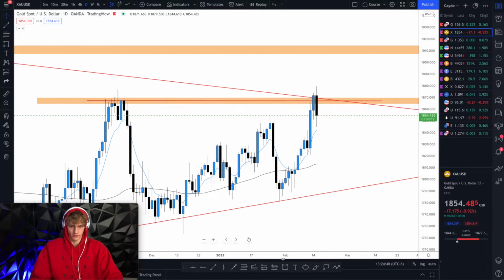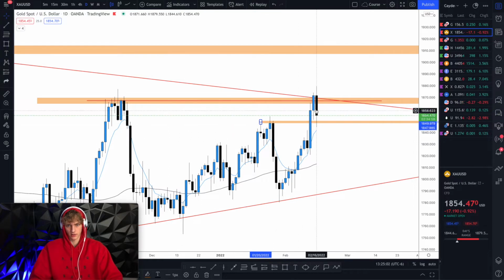If you look left again, you can see that there was resistance right here. And how price usually moves as market structure, if you guys know anything about that, is we're closing above this, and now we're coming back down. We could be tapping this area.